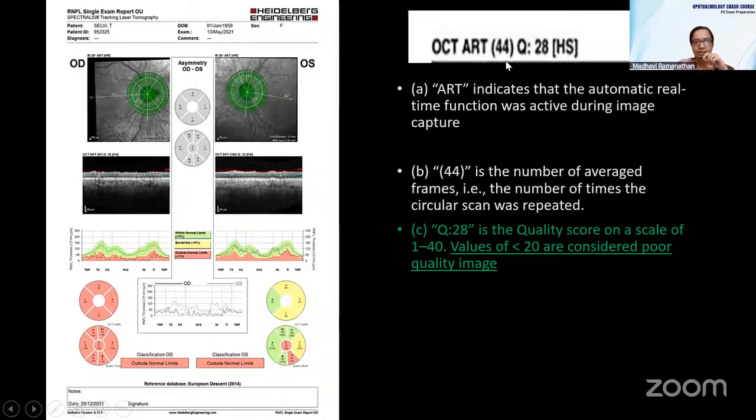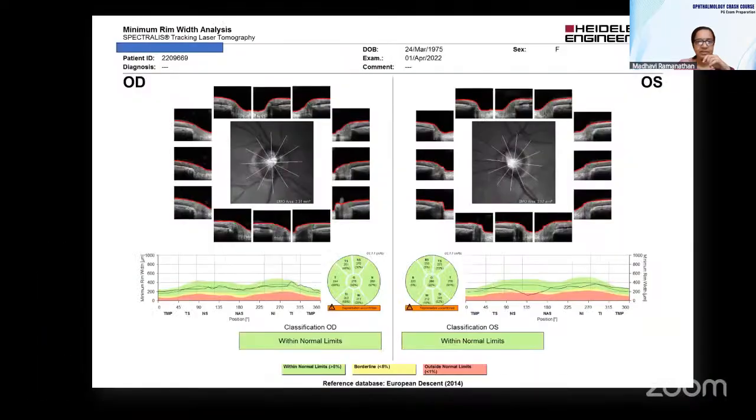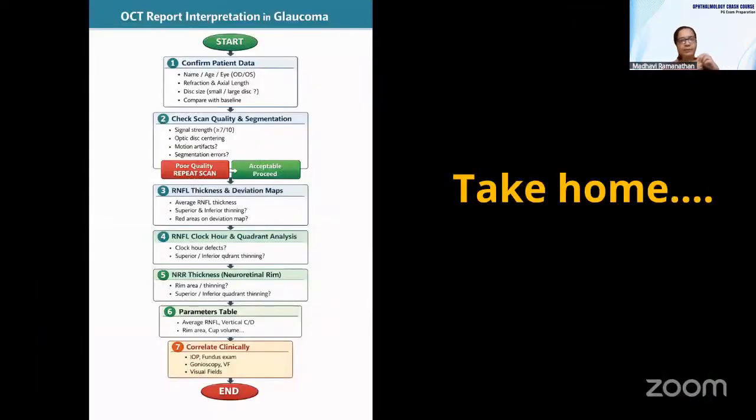So this quality is one thing I want to highlight. There I said less than 6 is abnormal. Here you have to have values of at least more than 20. I'll skip this part on OCT report interpretation. I'll just give a brief summary and wrap up.